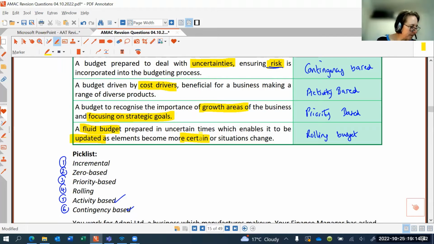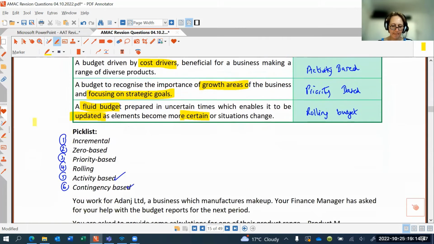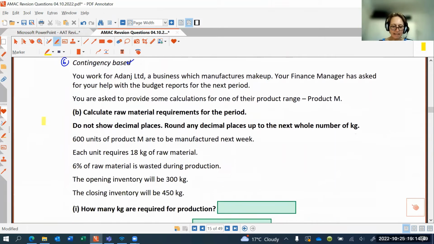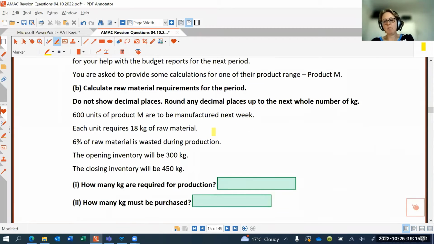Excellent. So that was our first part of that task, then part A. When we get to part B, we're actually into a few calculations. So let's see where we are going with this one. You work for Adange Limited, a business which manufactures makeup. Your finance manager has asked for your help with the budget reports for the next period. You're asked to provide some calculations for one of the products called product M.